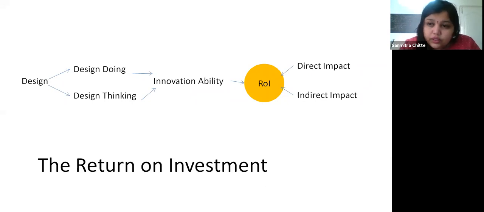Now, this innovation ability, which we look at as a corporate, as an individual, as a contributor, could have two kinds of impact. It could have a direct impact and an indirect impact. This is where we are going to try to figure out how we really calculate the return on investment of this innovation ability, which was created because of design strategy, by design doing, and by design thinking. So I've made a very simple formula which probably everyone can adhere to, of course, by taking references from various sites.